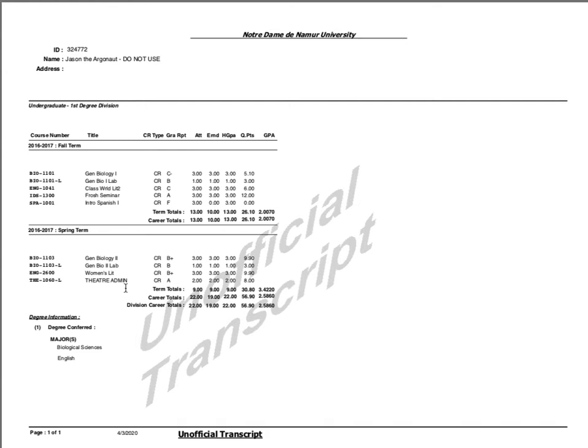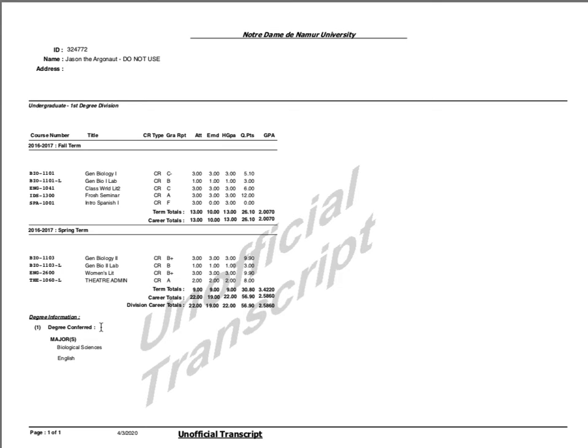Down at the bottom, you'll see your degree information, including any majors and minors on your profile. You'll also see here a degree conferred line. If you see a date there, it means that your degree has been completed and conferred. If there's no date there, then the degree is not considered complete and has not yet been conferred.